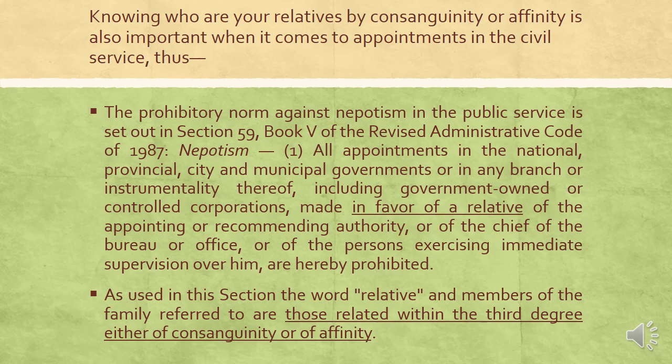Again, when the appointing authority or recommending authority appoints a relative within the third degree either of consanguinity or of affinity, that appointment is prohibited and will be regarded as nepotism under Section 59 of the Administrative Code of 1987.